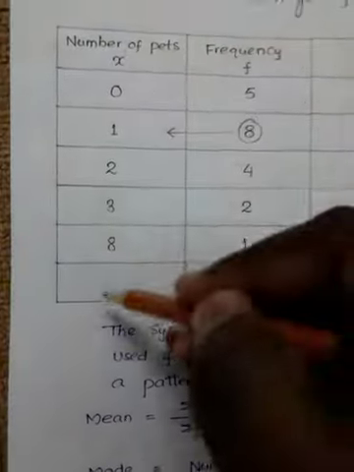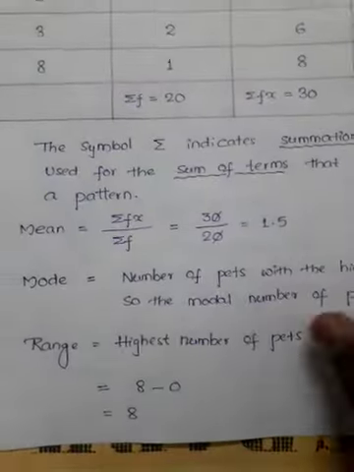Now the range, also from here only. The highest value minus the smallest value. So 8 minus 0 is equal to 8. Okay. Now look at question number 1 from exercise 12.2.